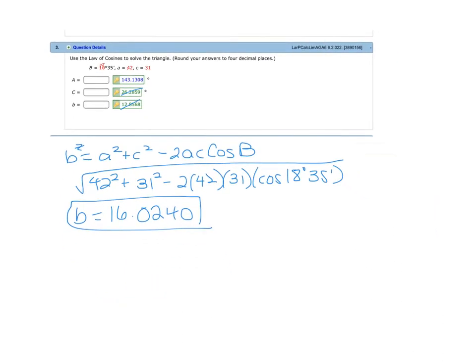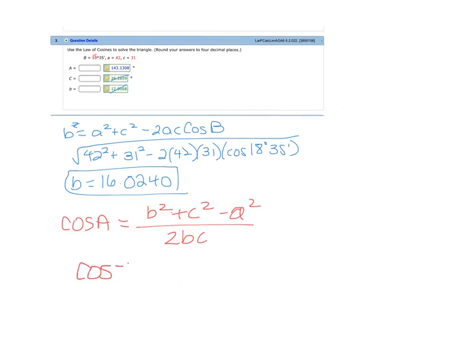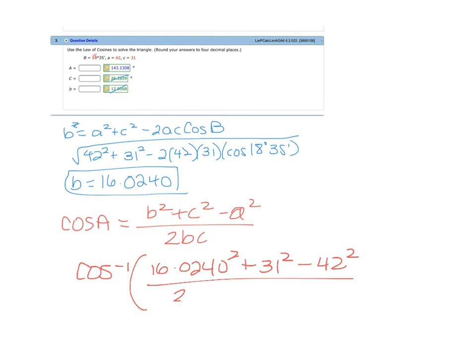Okay, so then I've got that, right? So this is where it's tricky because they gave you an acute angle to start with. If I switch to law of sines, I could bring in an ambiguous case that doesn't exist. And that's why it's safer to stick to law of cosines. So when I go to solve for angle A, I would say cosine of A equals B squared plus C squared minus A squared over 2BC. And I've got cosine inverse of B, which is the one we just found, 16.0240 squared, plus C, 31 squared, minus A, 42 squared, over 2 times 16.0240 times 31.